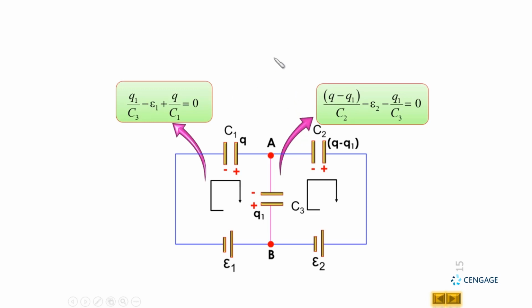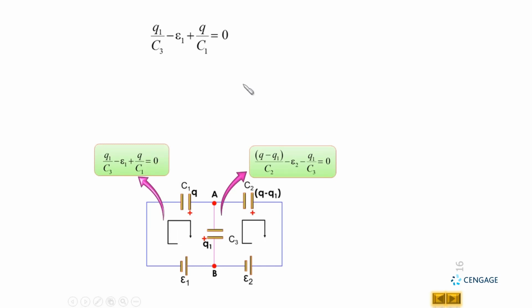So let us write these equations again. Through the first equation we can write the value of Q, that is, after the solving process, Q equal to C1 multiplied by (E1 minus Q1 divided by C3), correct? Why are we getting the value of Q? Because we are interested in finding the value of Q1, because we need to find the potential difference across capacitor C3. So our aim is to get the value of Q1, that's why we have written Q in terms of Q1 here.